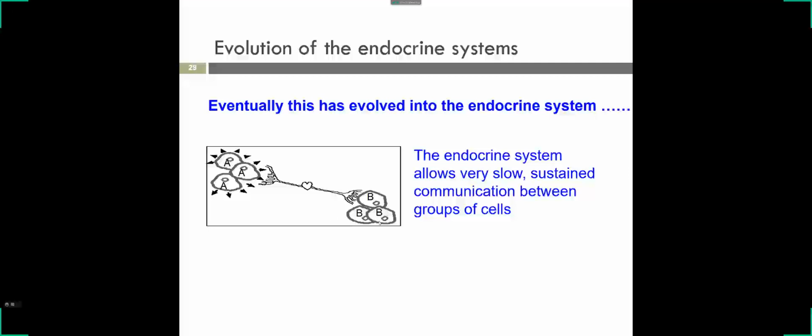And this system has developed and evolved into what we call the endocrine system. And this allows very slow, sustained communication between a group of cells, a large group of cells. So it's not fast, but it can quickly get a message across to a large number of people with just a small release of hormone. And it's sustained.